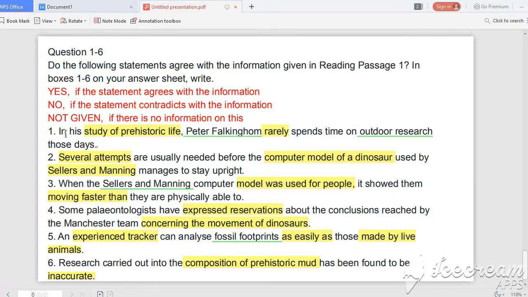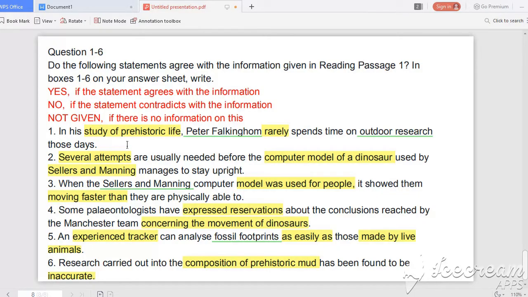So, let's start reading. Our first question is: in his study of prehistoric life, Peter rarely spends time on outdoor research these days. So, what does it mean? It means that Peter is doing outdoor research once in a while. If you did not understand, please read the question again. Now we need to highlight the keywords, and the keywords here are study of prehistoric life.